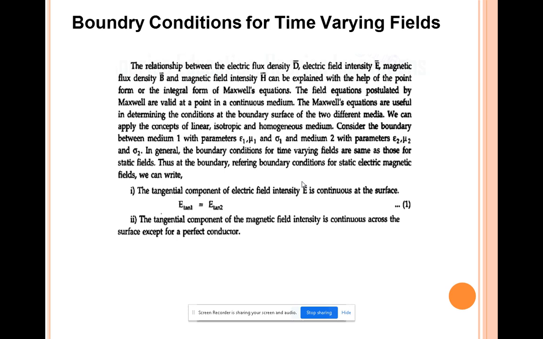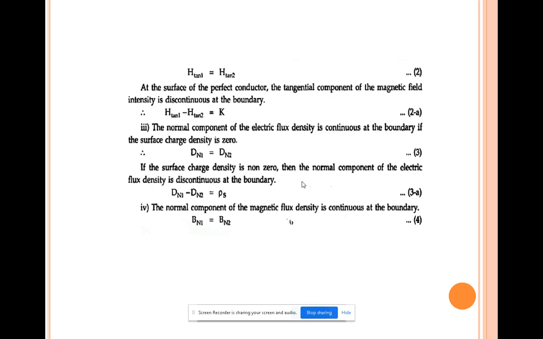Then the tangential component of magnetic field intensity is also continuous across the surface except for a perfect conductor. எல்லா மீடியம்க்கும் magnetic field intensity continuous தான் இருக்கும். ஆனா ஒண்ணே ஒன்று, that is perfect conductor. If the second medium is a conductor, then the magnetic field intensity will change. If it is not a perfect conductor, then it will remain the same. So generally you can write H tan 1 equal to H tan 2.